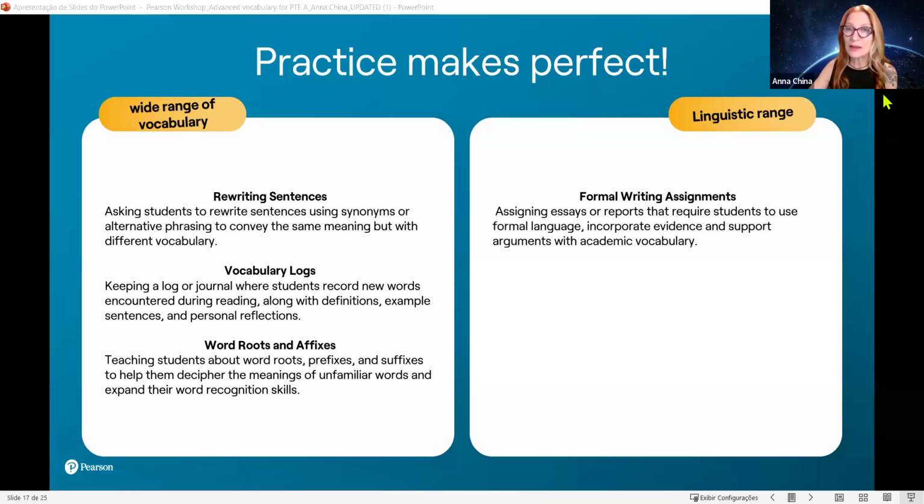Now, for linguistic range, of course, one of the best ways is formal writing assignments, essays, reports. That requires students to use formal language and incorporate evidence. Argumentative essays, which we know score the best in PTE, because obviously it is more complex to develop. So the idea of developing an argumentative essay, one side, the other side, requires advanced vocabulary for you to show the opposite, the contrast.